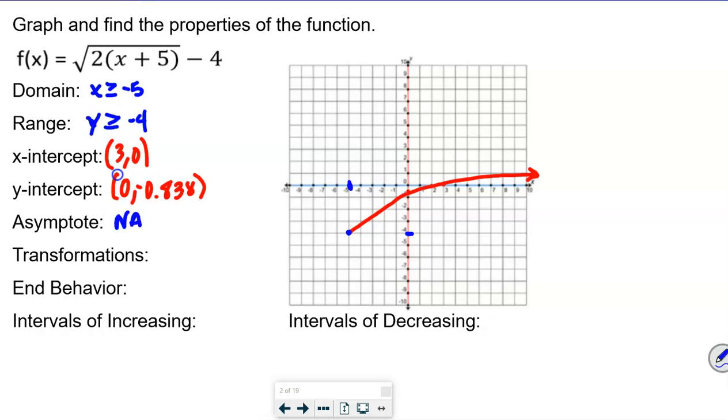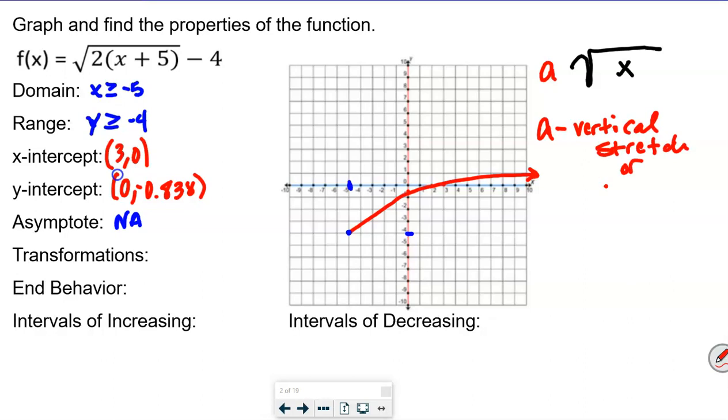Now transformations, here's the deal. I want to actually review this with you guys. So when we're talking about transformations of the square root of x, okay, we're going to have a couple things here. So first of all, if we have an a out here, a has to do with a vertical stretch or compression. Okay. And if a is negative, so let's say it's negative out here. If it's negative, then it's a reflection over the x-axis.